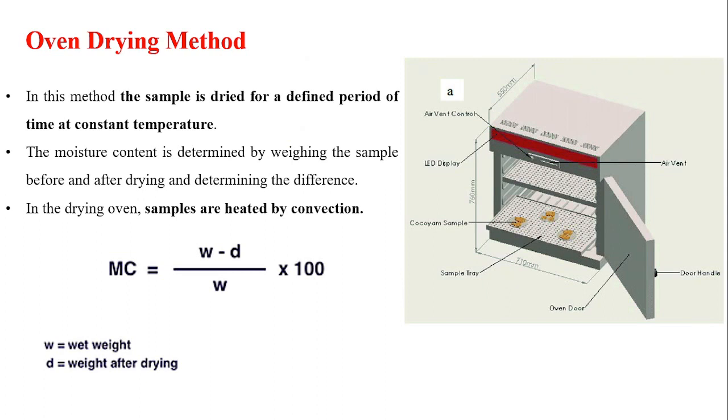In this method, a sample is dried for a particular period of time at a constant temperature, and the moisture content is determined by weighing the sample before and after drying and determining the difference between the two. There is a formula given here which is used for calculating the moisture content of a sample. Here, small w is equal to wet weight and d is the weight after drying. That is, w is the initial weight and d is the weight after the drying process. And this formula is then used for calculating the overall moisture content of the product.